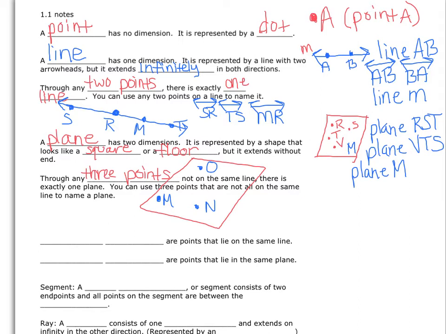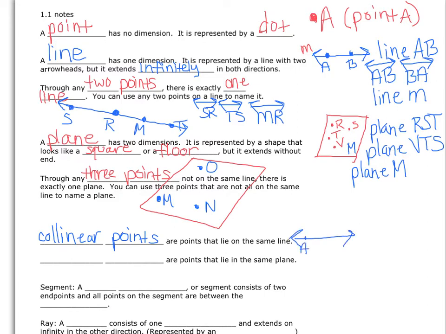Now, points that are on the same line, they have a special name. They are going to be collinear points. So what's important about this is think about the prefix here. Co means together and linear means line. So they are all points on the same line. So it really just looks like a line.